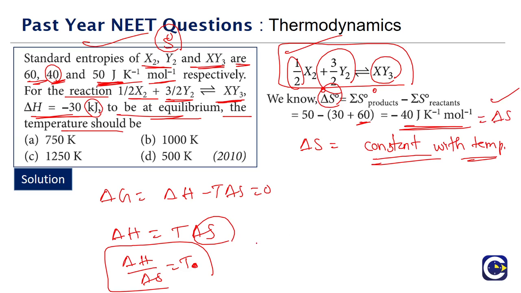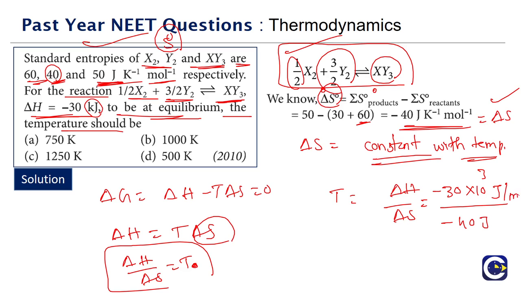Okay? Final step, right? What is the temperature? It is delta H by delta S. That is the temperature where we will have equilibrium. Look, delta H is minus 30 kilojoule. Kilojoule means into 10 power 3, we have to convert to joule. Okay? Delta S is how much? Minus 40 joule. Here per mole comes, here joule per mole per Kelvin. Joule per mole cancels, and only Kelvin will go to the numerator. Minus minus will get cancelled. Look, this is 3000 by 4 Kelvin.